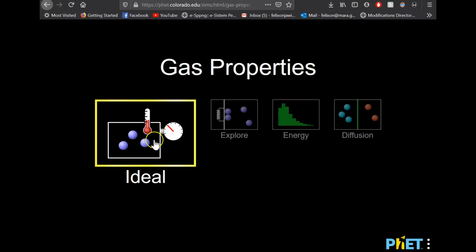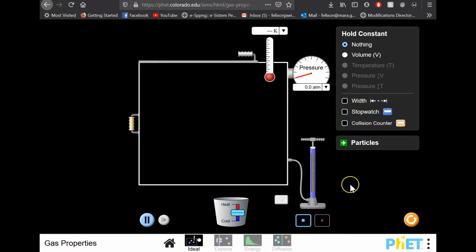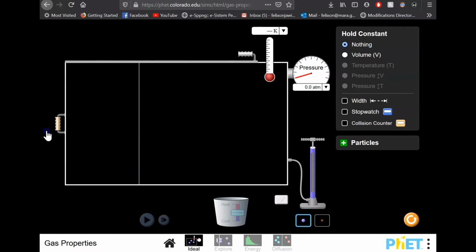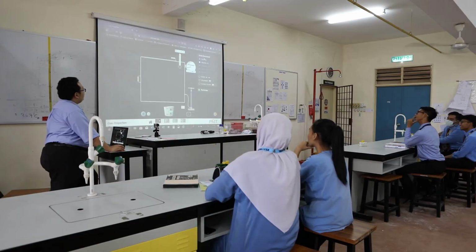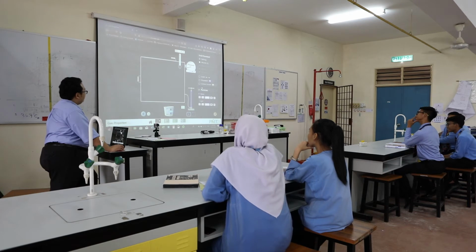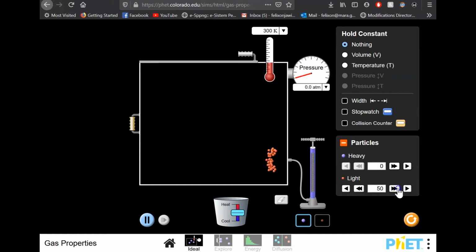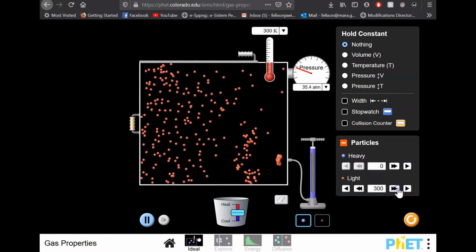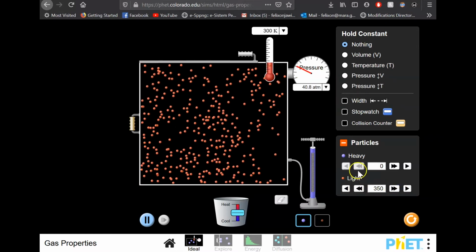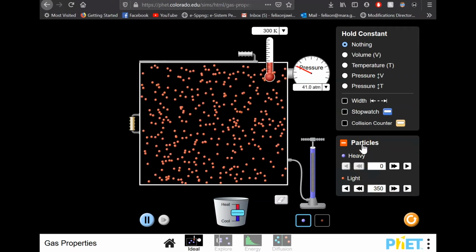Okay, so we're discovering gas properties. We'll be looking in ideal gases. So what we have over here is a chamber. We can actually open and close the lid, expand it, and we can also heat it up and make it cold. Alright? So let's see. Let's add some particles. How many particles? Let's put light particles. Let's give, I don't know, maybe more? More. Okay, enough. Enough.